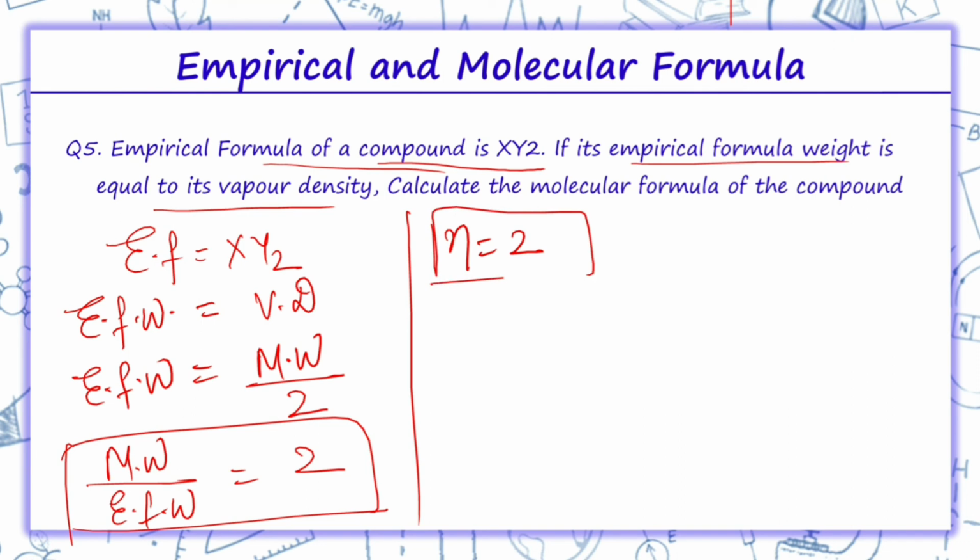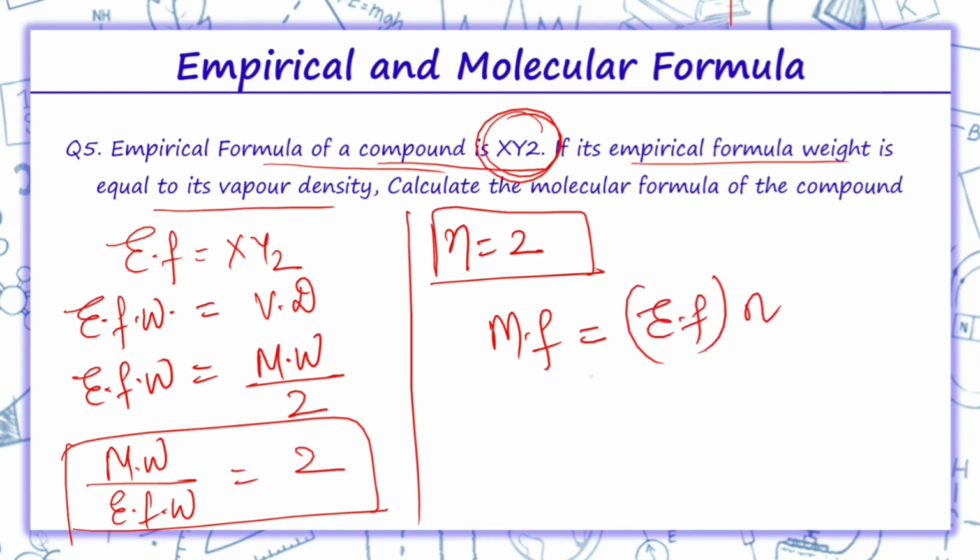Now in this question we were provided with the empirical formula, and we have to calculate the molecular formula. So molecular formula is equal to empirical formula into N, that is XY2 into 2. Thus the molecular formula is X2Y4.